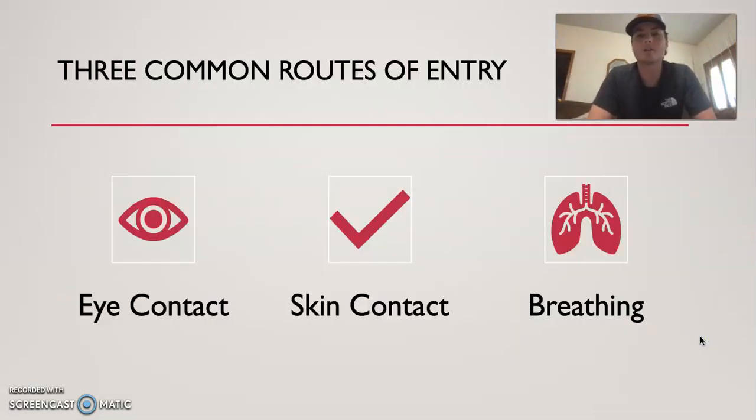And some of the common routes of entry are eye contact, getting it in your eyes, skin contact, and inhaling it. Inhaling is probably the easiest one because you just have to breathe to inhale something. So it's a lot easier to breathe something in than rub it or get it on your skin or in your eyes.